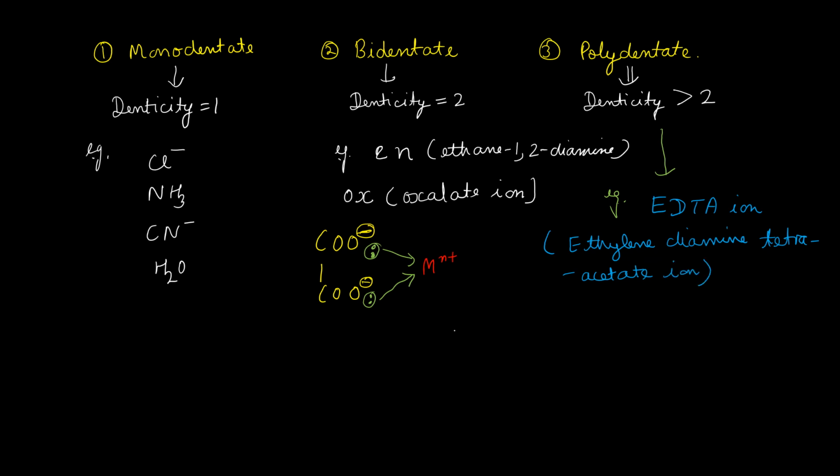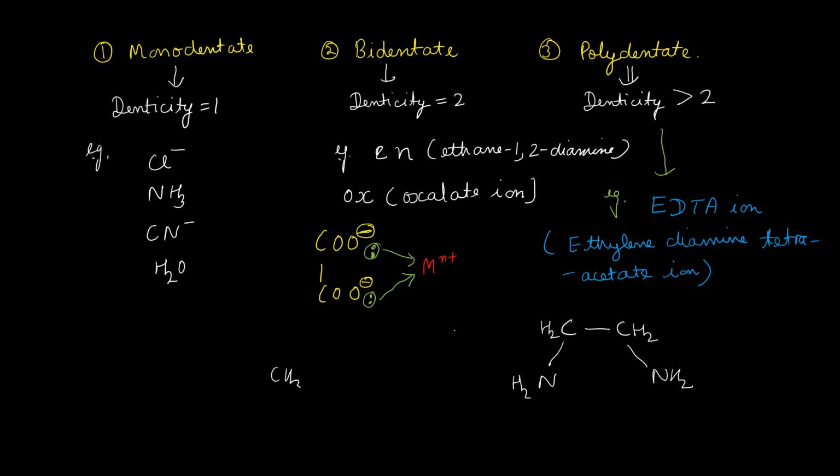Now it is very simple to draw the structure of this ion. Ethylene means 2 carbon atoms are there, like this. Diamine means 2 amine groups are there, like this. The structure of ethylenediamine, which we have made earlier also. So this is ethylenediamine, but ethylenediamine tetraacetate ion, tetra means you have to accommodate 4 acetate ions.